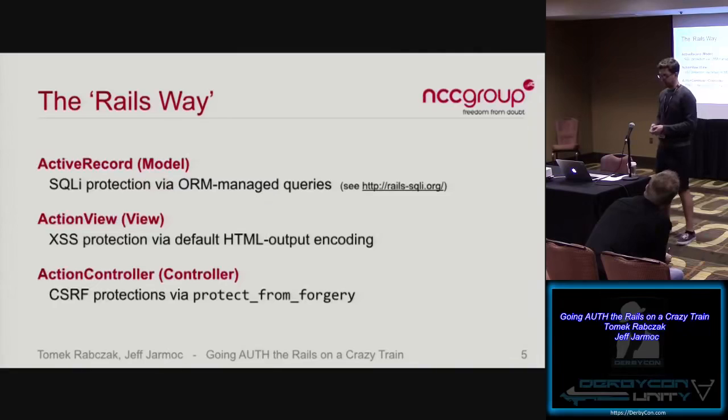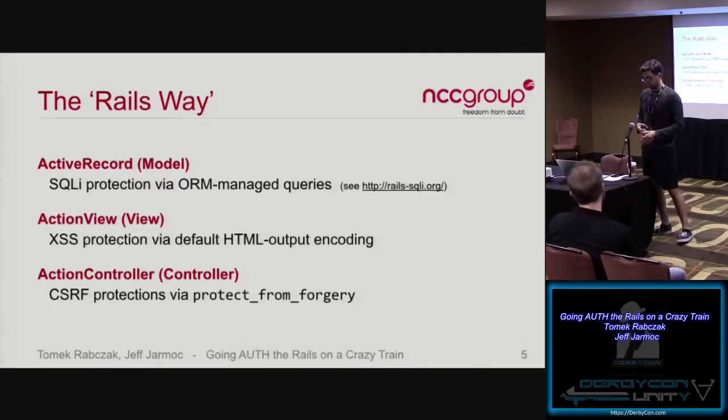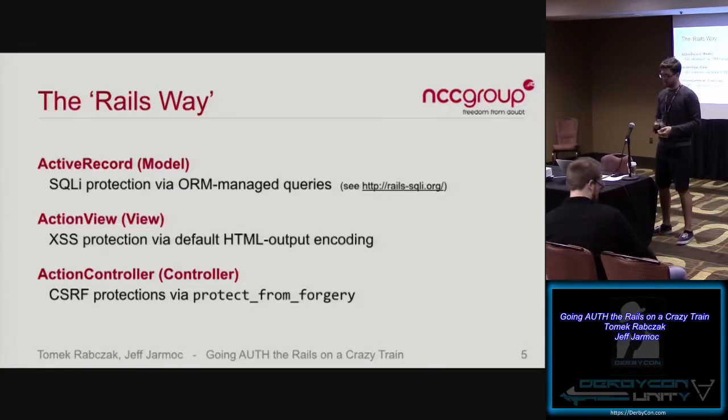Action View is going to, by default, HTML output encode user input. And again, there's ways to do that wrong, but if you just use the framework as it's intended, then you're going to get XSS protection by default. Action Controller is going to give you things like CSRF protection by default through things like protect_from_forgery.